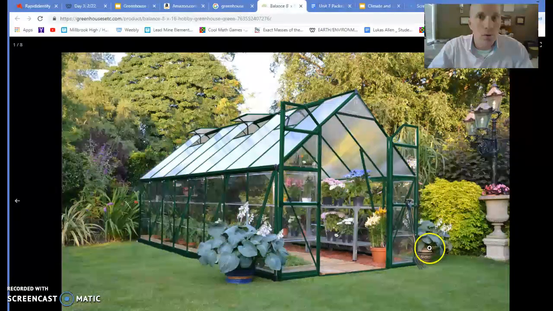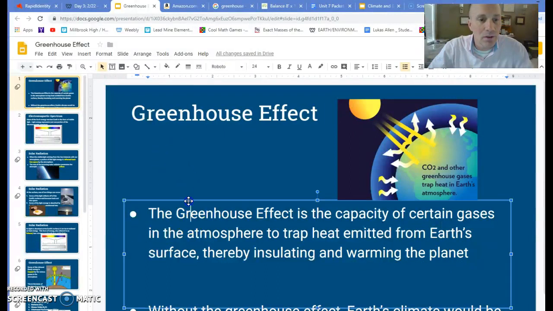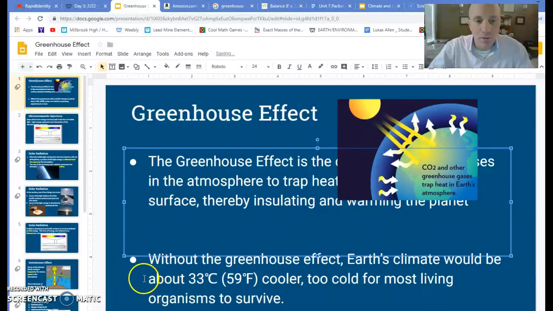So what is the greenhouse effect? It's the capacity of certain gases in the atmosphere to trap heat emitted from the Earth's surface, thereby insulating and warming the planet. So let me move this up. If you know anything about the greenhouse effect, you've probably heard about some pretty bad things. And there are some bad things having to do with it, but one thing about the greenhouse effect is that we kind of need it.